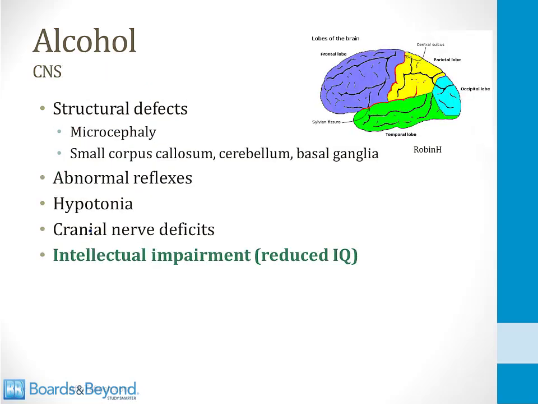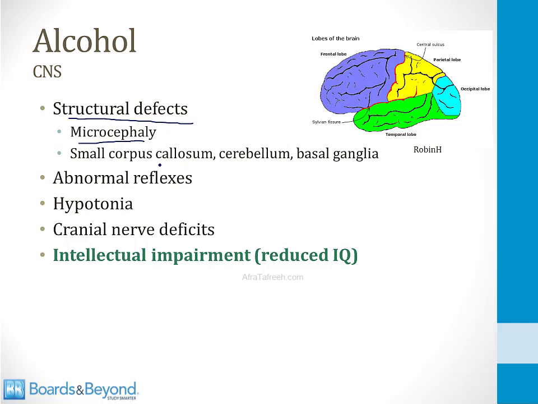Finally, let's talk about the central nervous system effects of alcohol. First of all, babies born to mothers who consume alcohol when they're pregnant can have structural defects of the brain. Basically, the brain is just smaller than it should be in these babies. That's an easy way to remember this. Basically, everything about these babies is just small. So these babies often have a small head, which is microcephaly, and they can have small other structures in the brain, like the corpus callosum, the cerebellum, and the basal ganglia.